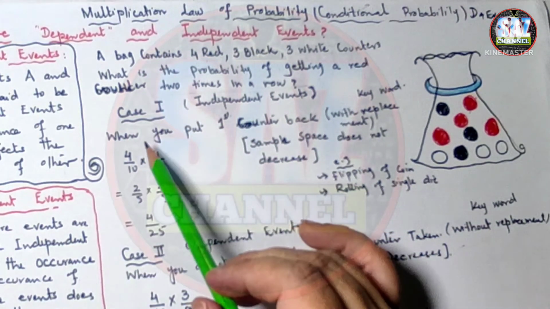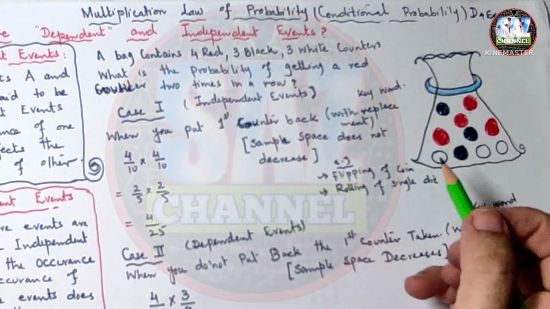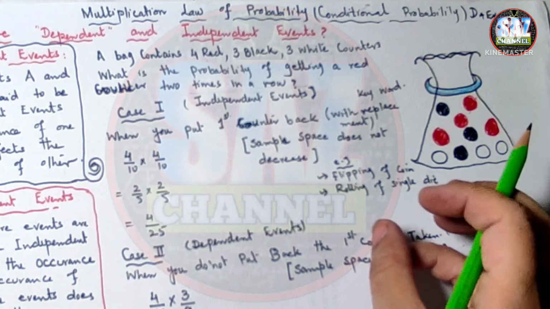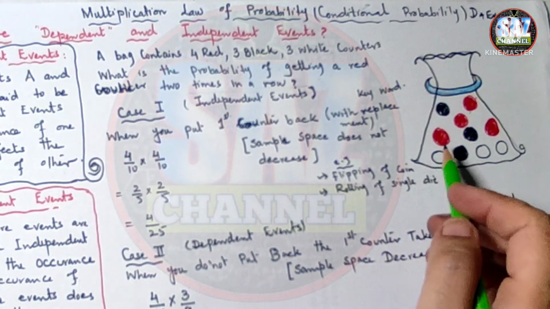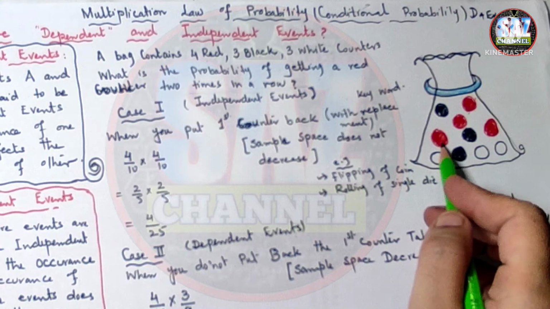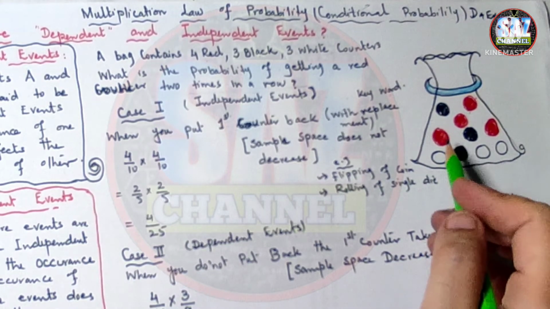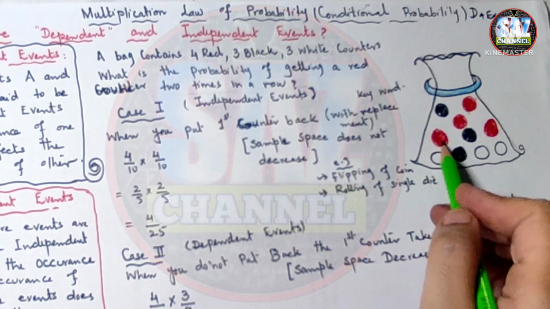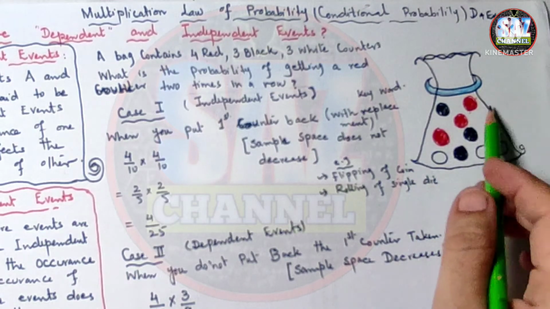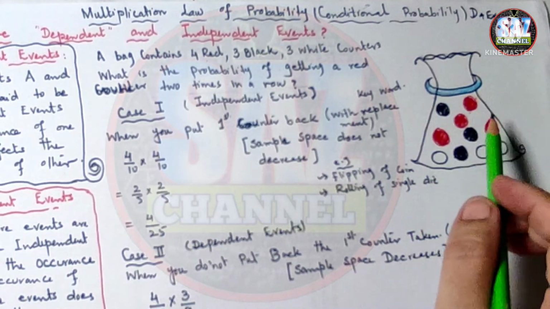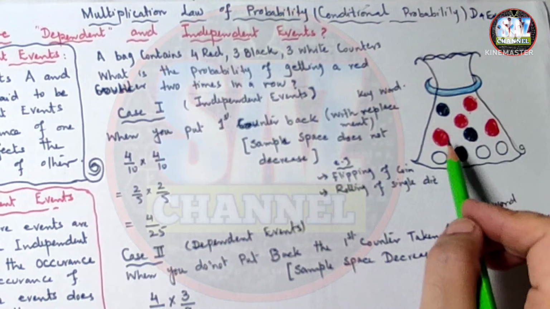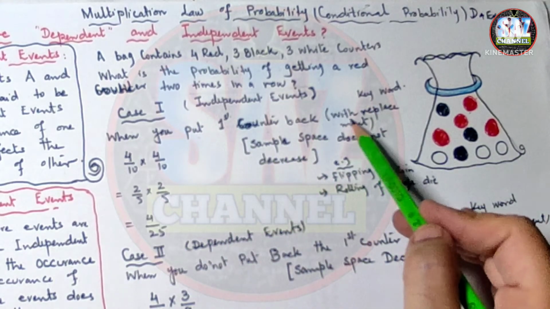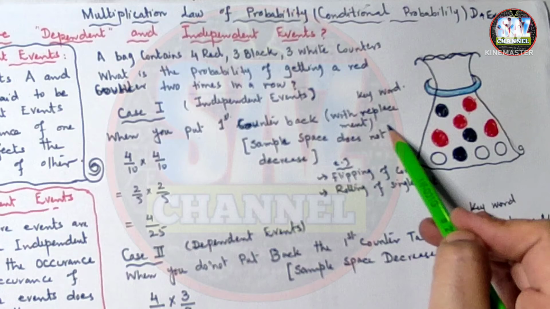In case 1, it can happen that when we select the first red counter, after recording the chances of that red counter, we put that red counter back in the bag. Now what will happen when we pick up the next red counter? The number of red counters will remain the same as in the beginning, and the total number of counters will also be the same. So when we put the first counter back, that will be the situation of with replacement.